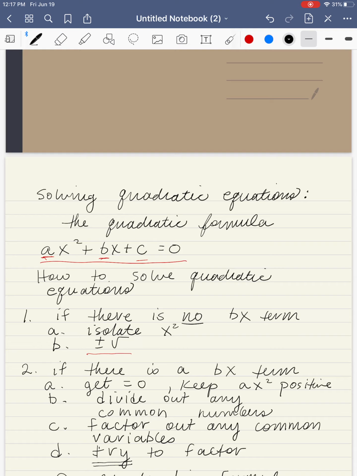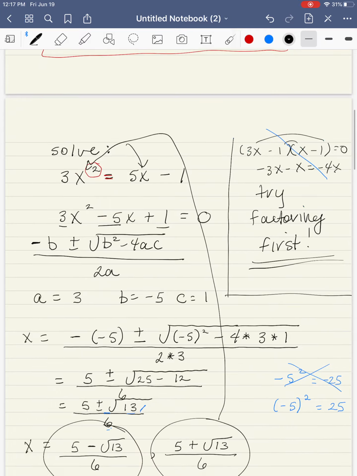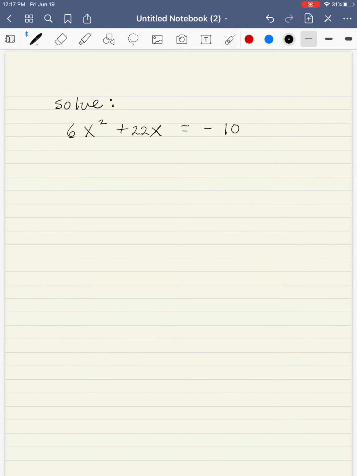Looking for the b term. We do have a b term. Getting it equal to 0. Dividing out any common numbers. Factoring out any common variables. And then try to factor. I want you to do all of those things. Pause the video and then turn the video back on.